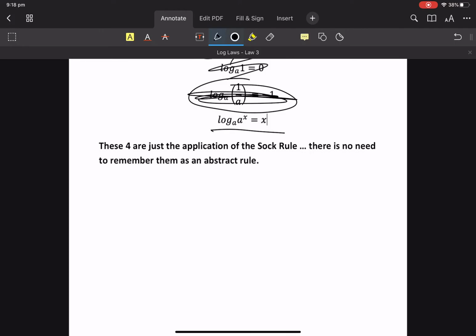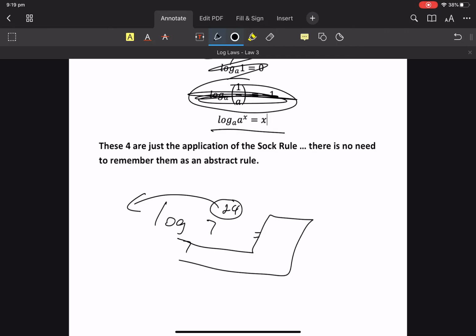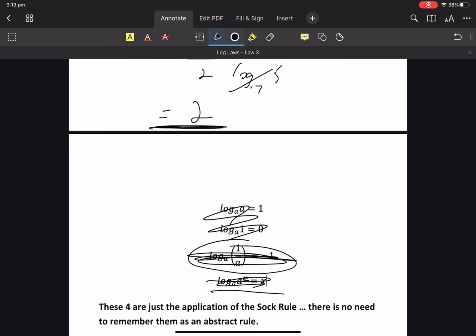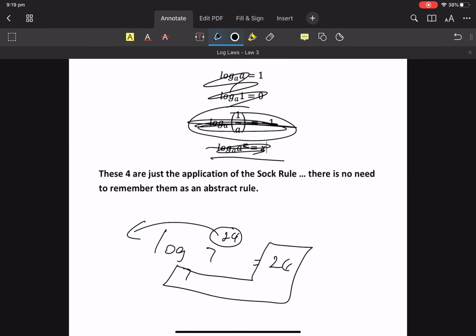How about log to base 7 of 7 to the power 24? Well, what does that equal? Remember? That 24 comes down there and that's just 1. Or we're going to say 7 to what power is 7 to the 24? It's just 24. Craziness. So those are not rules. You don't need to know them. They're just an application of the SOC rule.